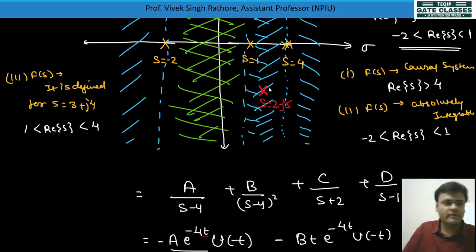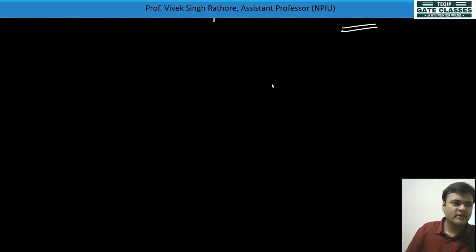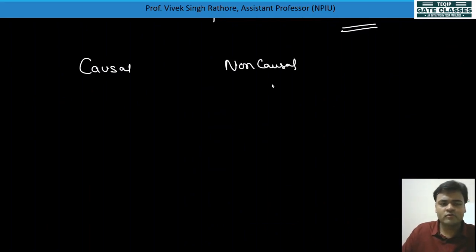And the fourth condition will be: if f of s is to represent an anti-causal system, then which ROC will be there? So first you will ask me, sir, what is an anti-causal system? Then I will tell you, you already know what a causal system is, and what non-causal is also you know. You should know what anti-causal is. Okay, anti-causal is a specific case of non-causal only.